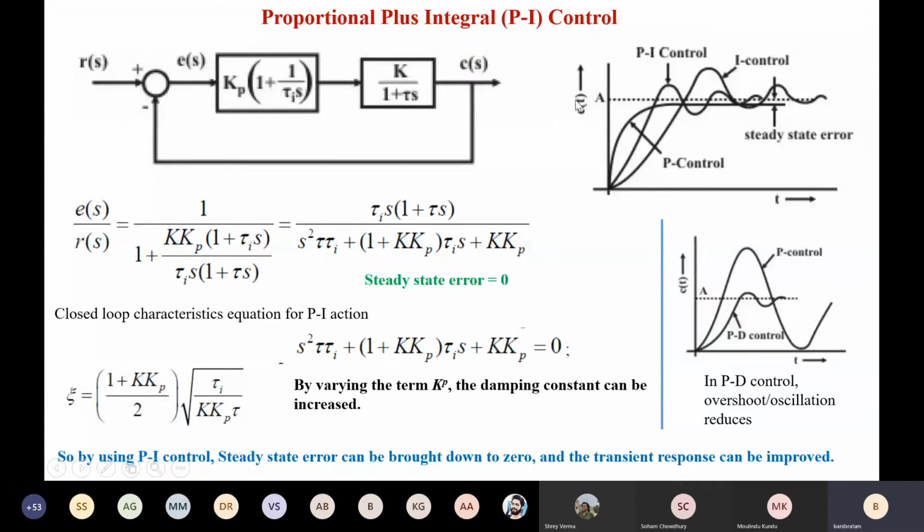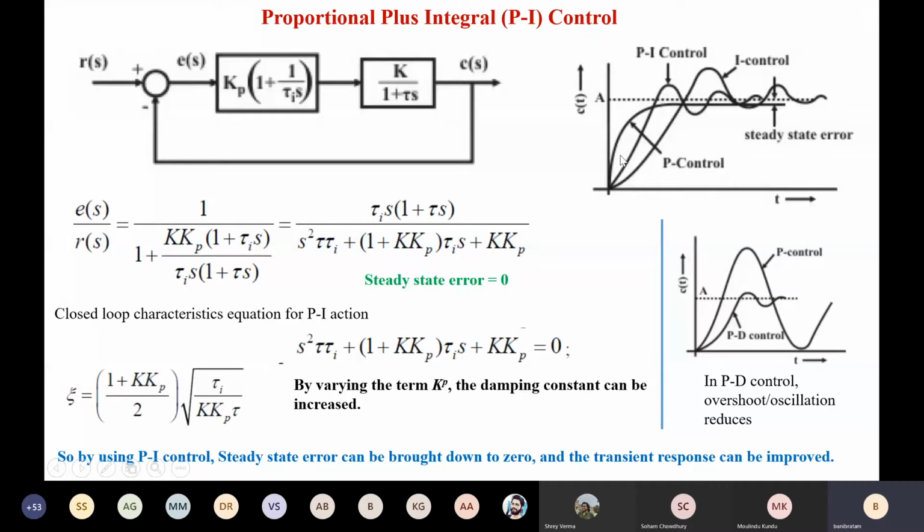Now in our PID, we have discussed P, we have discussed I, then we have discussed the combination of P and I. Now we will see what the effect of D control will be. So D corresponds to what? Derivative control. Okay, so derivative control, what is its role?